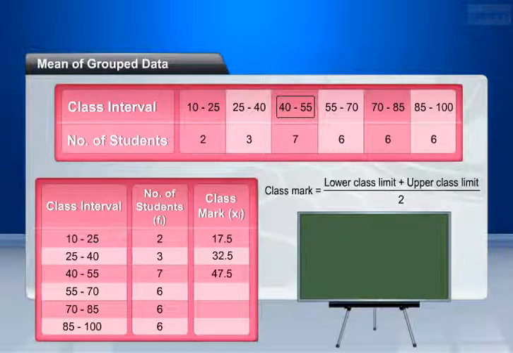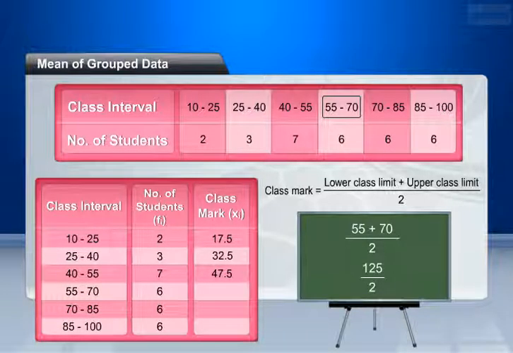Consider next class interval from the table, that is 55 to 70. Here, lower class limit is 55 and upper class limit is 70. For the class interval 55 to 70, the class mark equals 55 plus 70 divided by 2. This is equal to 125 divided by 2. This is equal to 62.5.